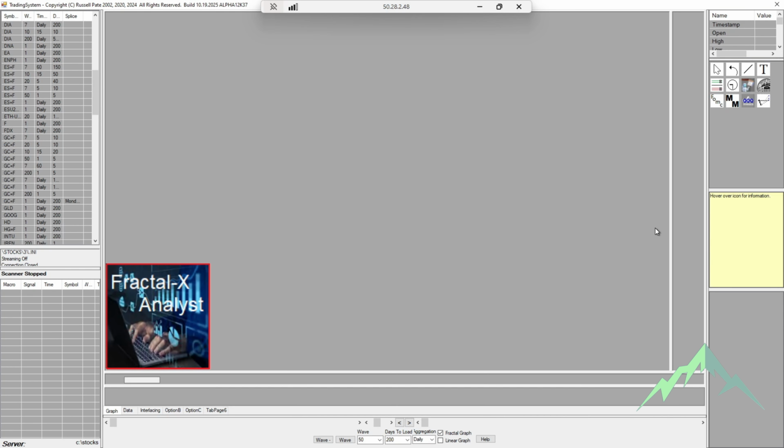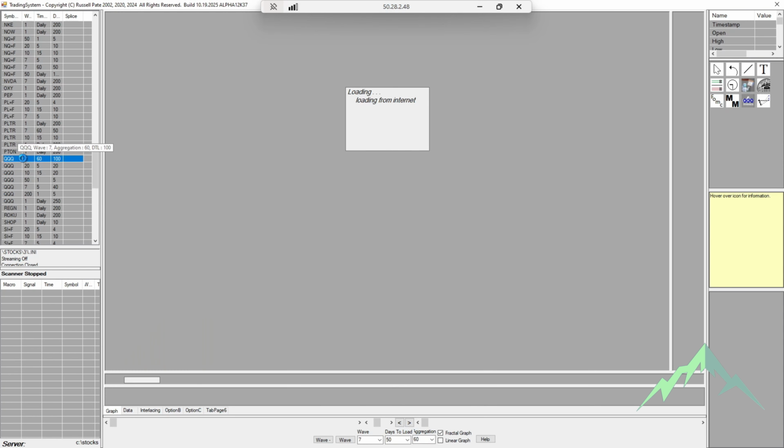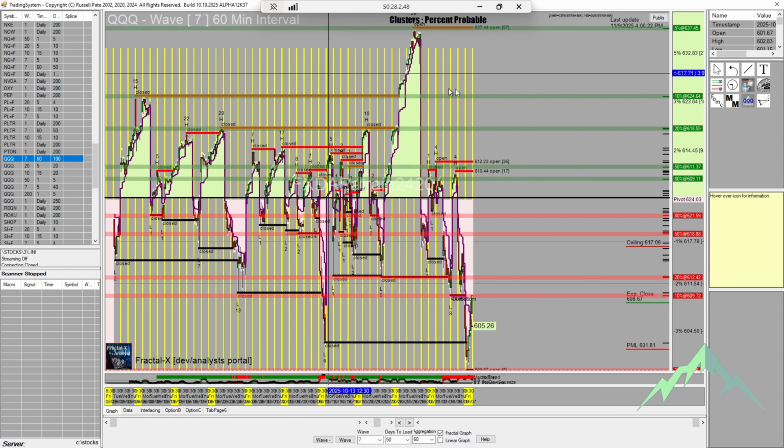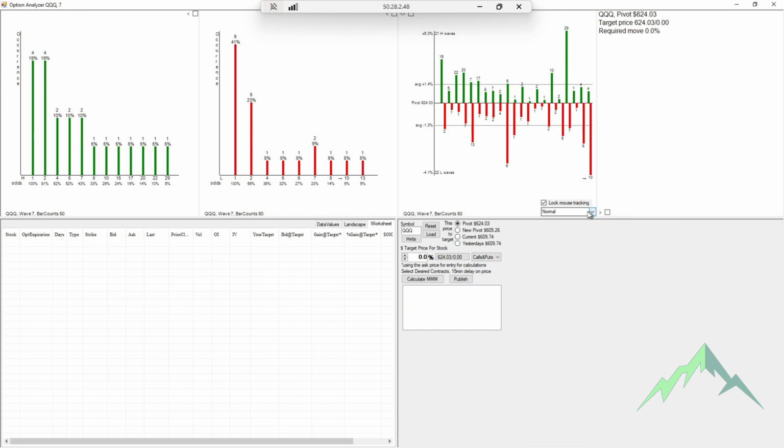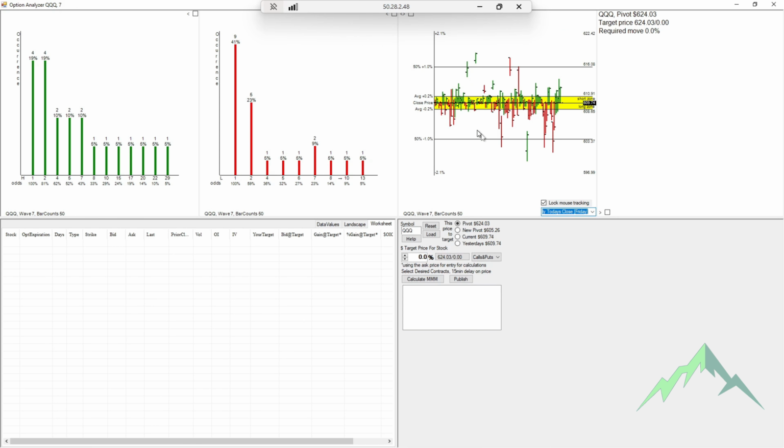How it works: you go to the 7-wave 60-minute on fractals, again, for anything you want to chart. So we'll just do QQQ right now. On the 7-wave 60-minute, you're going to have 50 days to load. You right click, go to option analyzer, click this little drop down where it says normal, go to buy today's close, and you'll see this yellow box appear.